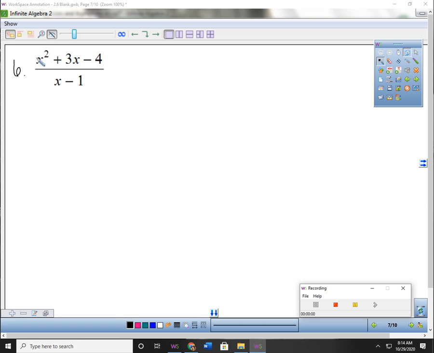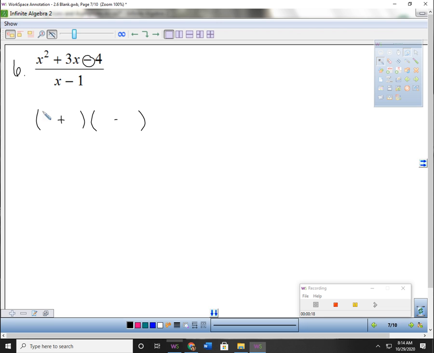So the first thing that we want to do is factor anything that we can factor. So this top part is a trinomial, and it looks like I can factor it. So I'm going to split that into two binomials. Since I have that minus at the back, that means I've got a plus and a minus.